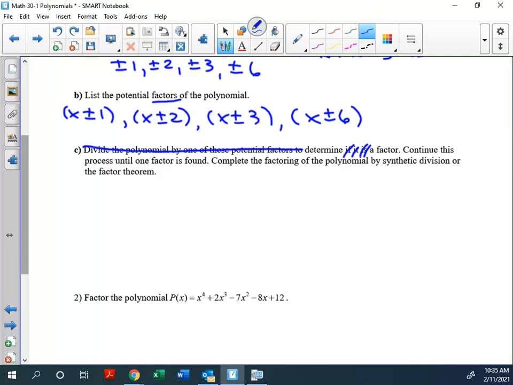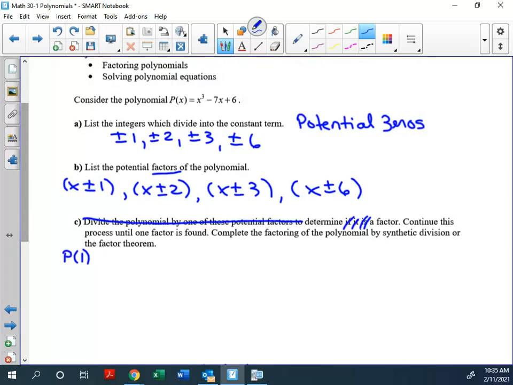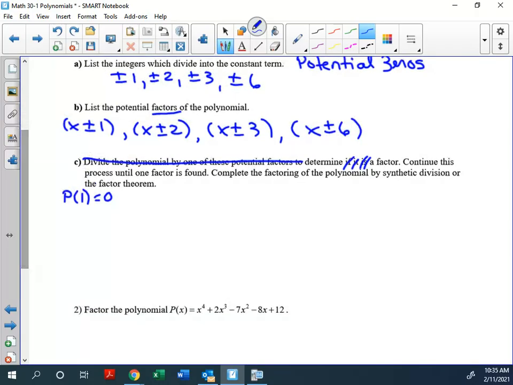Let's streamline it. Okay, so we are going to determine the polynomial at 1, and truly, I just care if it's 0 or not. So up I go. 1 minus 7 plus 6. Oh, that worked out perfectly. One try and I've got it. Complete factoring the polynomial by synthetic division or the factor theorem. No problem.